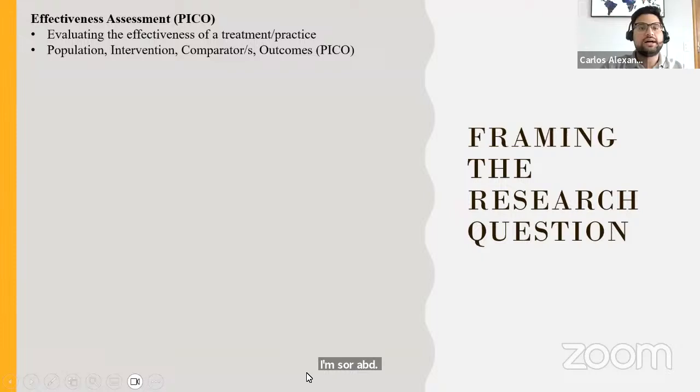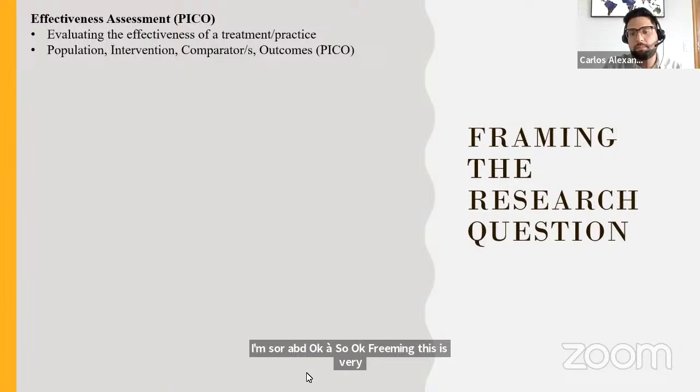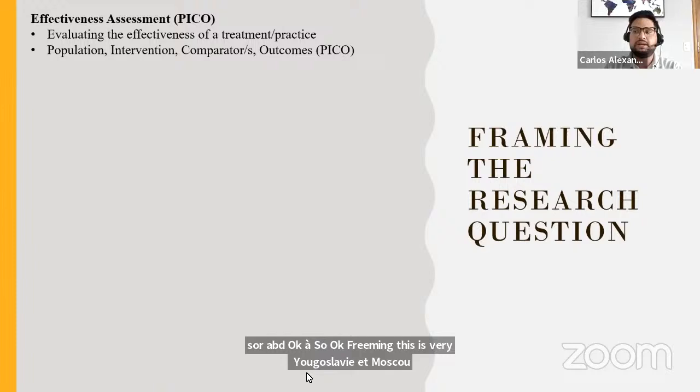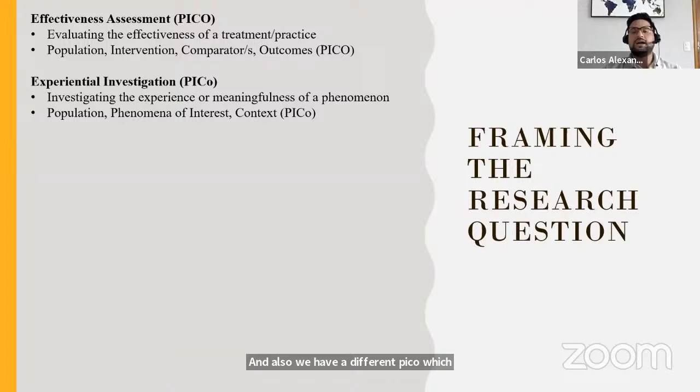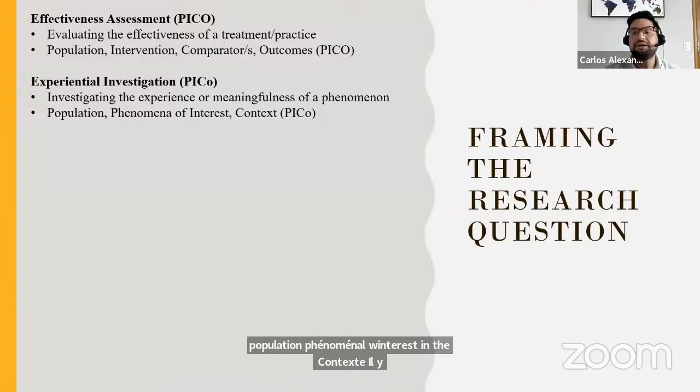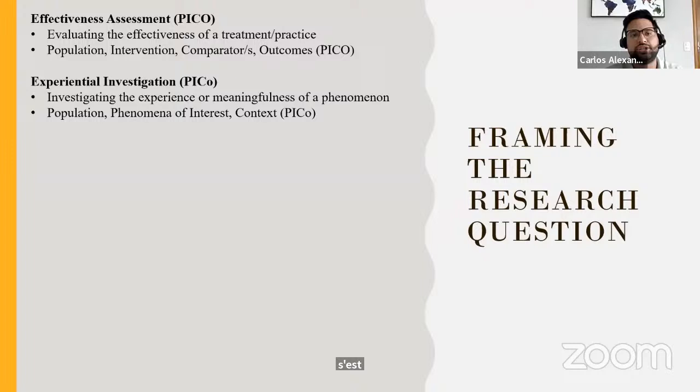So, framing the research question, and this is very important because in most systematic reviews, we use just one framework, but we should learn that we have more than one framework and they could be applicable for many cases. Usually the framework used in systematic reviews is PICO, in which you include the population, intervention, comparators, and outcomes. And we also have a different PICO, which includes the population, phenomenon of interest, and the context. Usually PICO is used in most systematic reviews, which is okay, but they should be focused on effectiveness, assessment, and experiential investigations. We have different frameworks for different things.